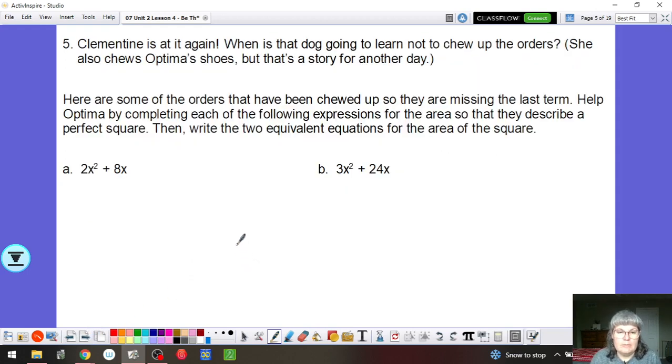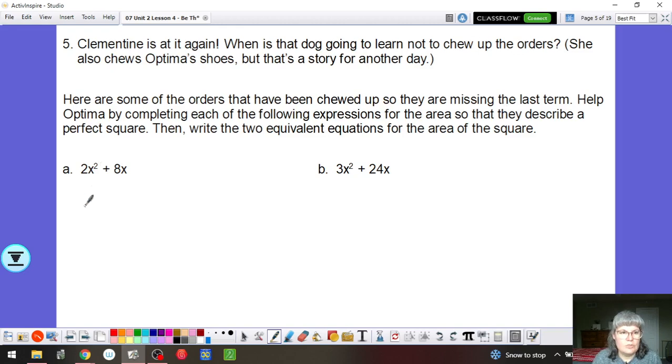And remember Optima's dog Clementine from lesson 3? Well, Clementine is at it again. That dog chewed up some more orders. Here are some of the orders that have been chewed up so that they are missing the last term. Help Optima by completing each of the following expressions for the area so that they describe a perfect square. Then write 2 equivalent equations for the area of the square.